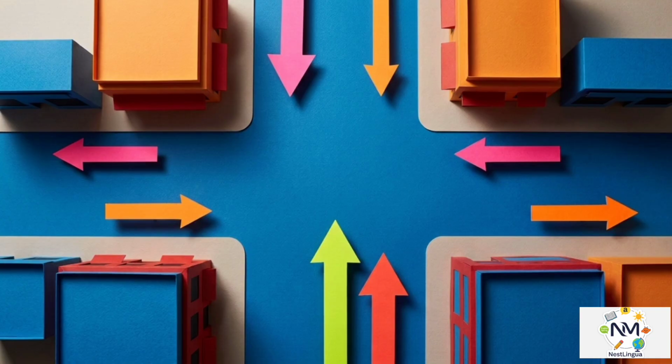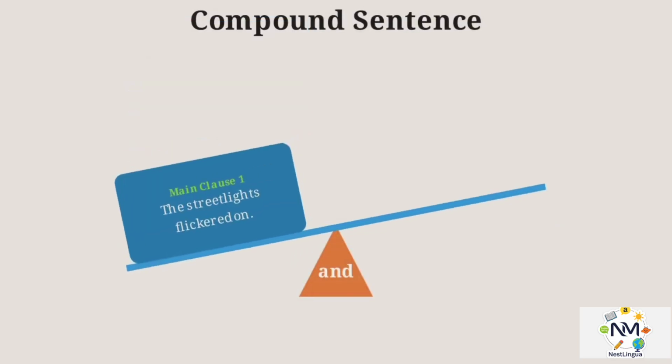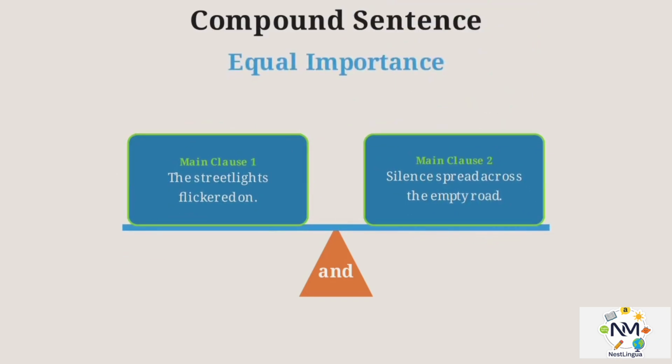forward at once. In the third sentence, we ignore the phrase "in the distance." That leaves us with two main clauses: the street lights flickered on, and silence spread across the empty road. They are linked by the coordinating conjunction and. This is a compound sentence. By using this structure, the writer gives both clauses equal grammatical weight. This suggests the two events are of equal importance and are happening simultaneously as the scene settles.